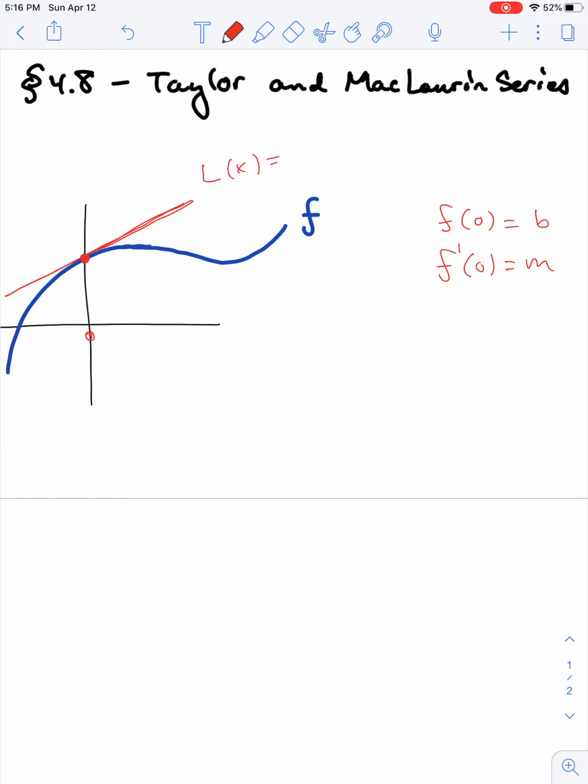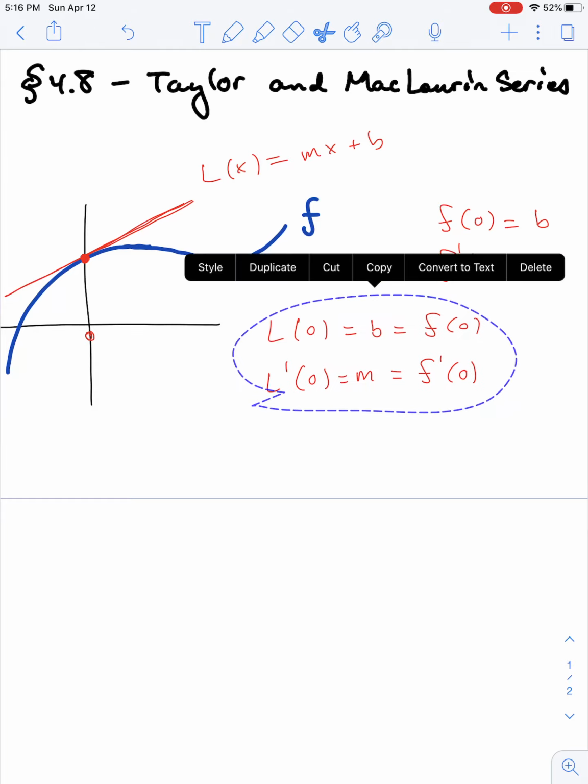Maybe I name it L of x, and the tangent line L of x, mx plus b, will have the property that L of 0 equals b, which is exactly f of 0, and L prime of 0, if you look at the derivative of my tangent line, the derivative of my tangent line is exactly m, its slope, and that's exactly equal to f prime of 0.